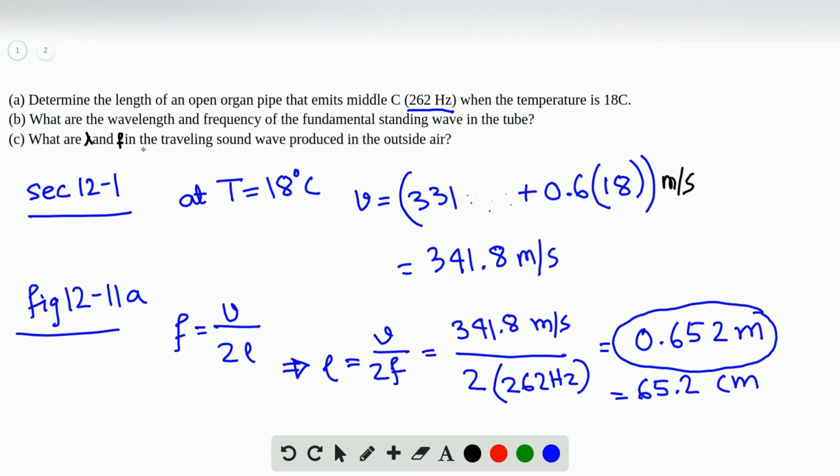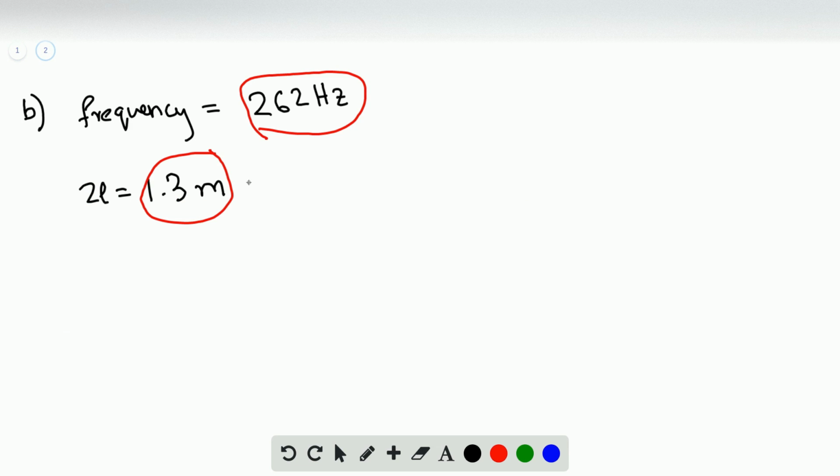Right. So we get 1.3 from here only. What we're doing is we're multiplying 0.652 by 2. So the way we are getting this is 2 times 0.652 meters. So that gives us 1.3.